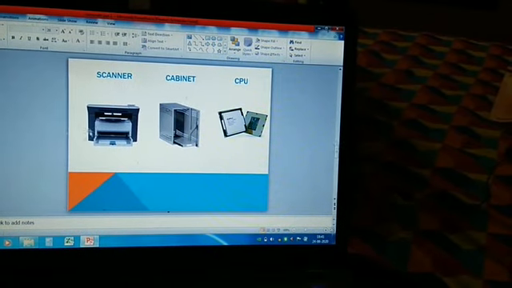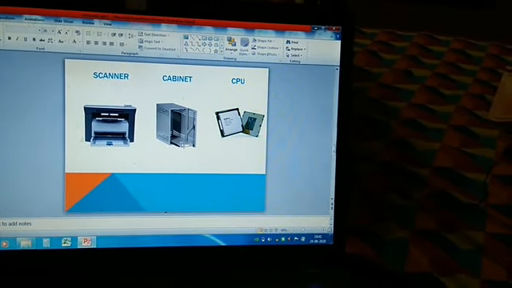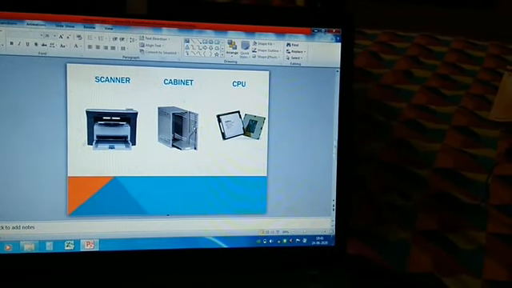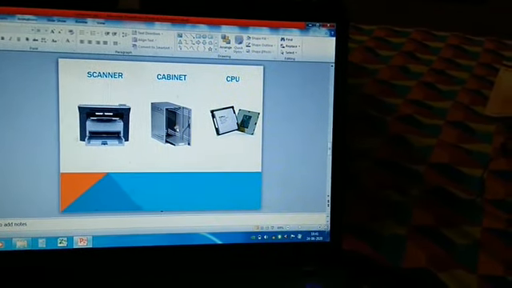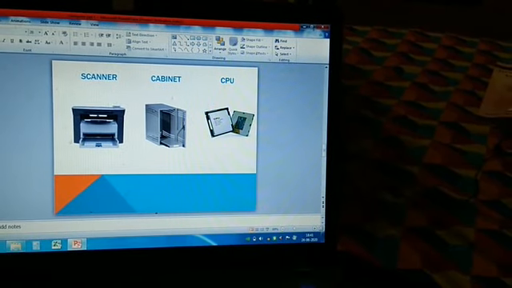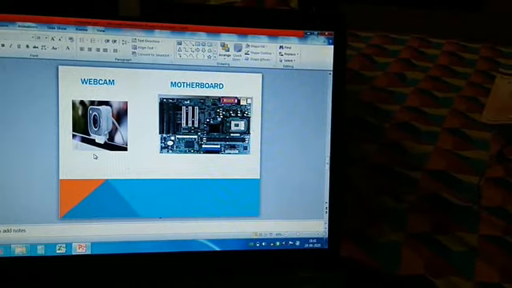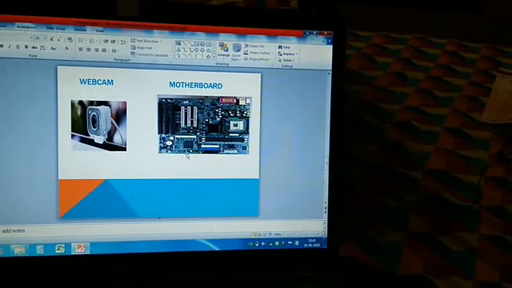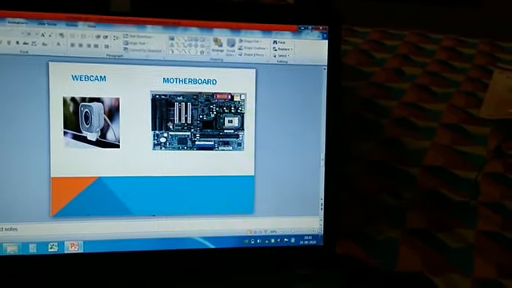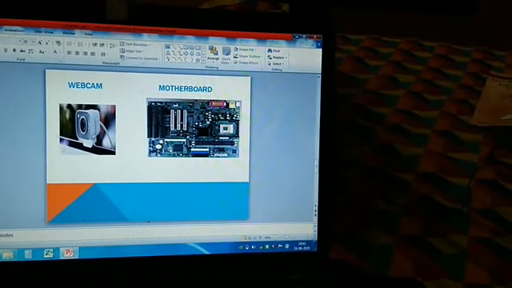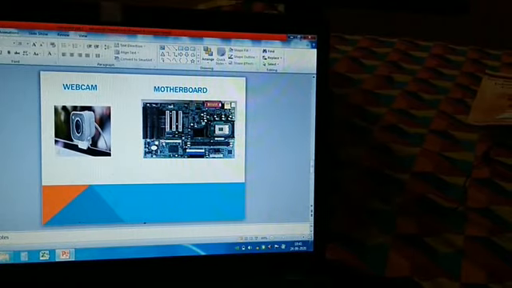Then this is a scanner. This is a cabinet, and this is the CPU. This CPU components are inside this cabinet. This is a webcam, and this is the motherboard. The motherboard is a very integral part. It is a circuit which connects all the wires of the computer. So this is the motherboard.